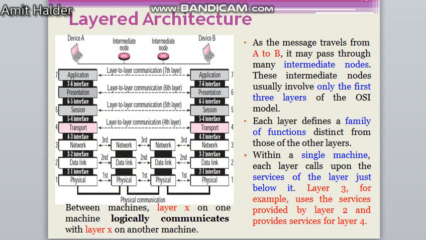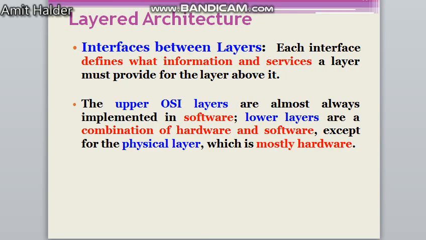Now, why do we use the layered architecture? Because it interfaces between layers. Each interface defines what information and services a layer must provide for the layer above it. The upper OSI layers are almost always implemented in software. Lower layers are a combination of hardware and software, except for the physical layer, which is mostly hardware.